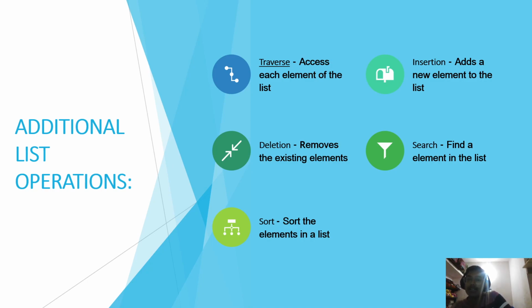Another thing is insertion, right? As the name suggests, inserting an element. It adds the element to the list. Another thing is deletion, which removes an existing element, right? And then we have search, which finds an element in the list. Search and traverse are a little bit similar, but here while finding an element, if we find it, we raise the flag to true. So this is how it works.